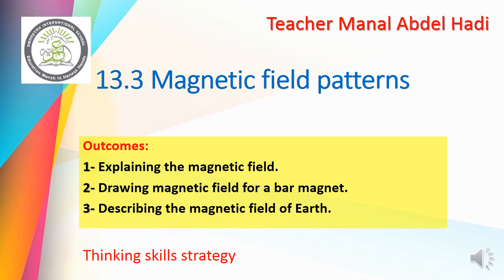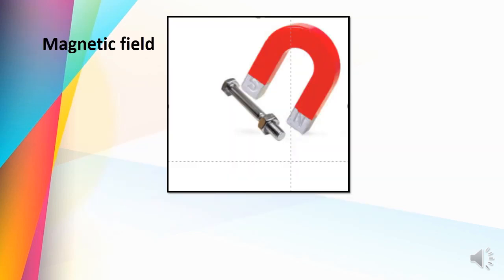Now this is the third lesson in our unit, Magnetic Field Patterns. Our outcomes: explaining the magnetic field, drawing the magnetic field for a bar magnet, describing the magnetic field of Earth, and we are going to use thinking skills strategy. So welcome. Let's start. We will talk now about magnetic field.